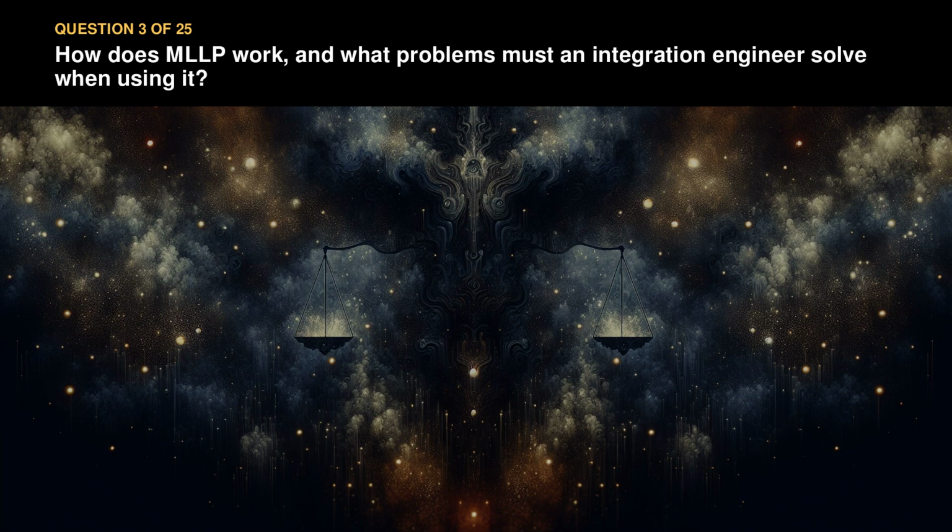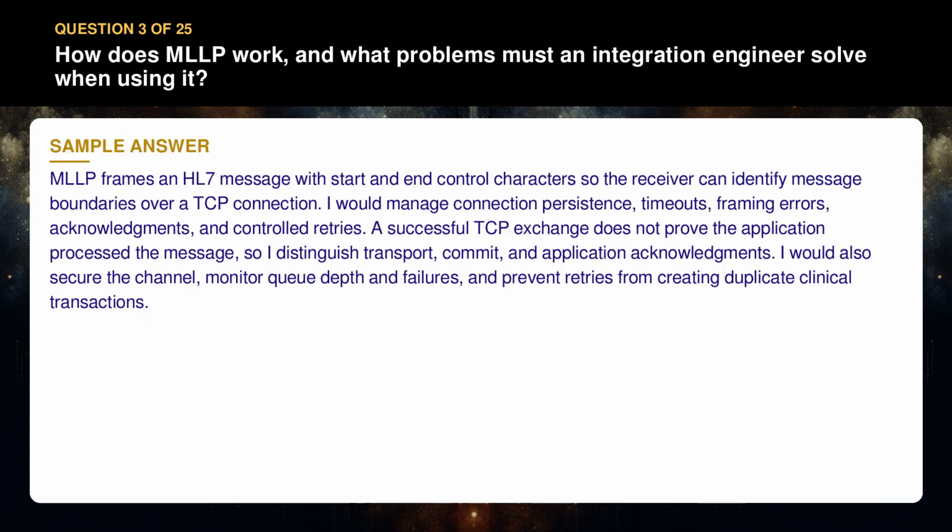Question 3. How does MLLP work, and what problems must an integration engineer solve when using it? MLLP frames an HL7 message with start and end control characters so the receiver can identify message boundaries over a TCP connection. I would manage connection persistence, timeouts, framing errors, acknowledgements, and controlled retries.